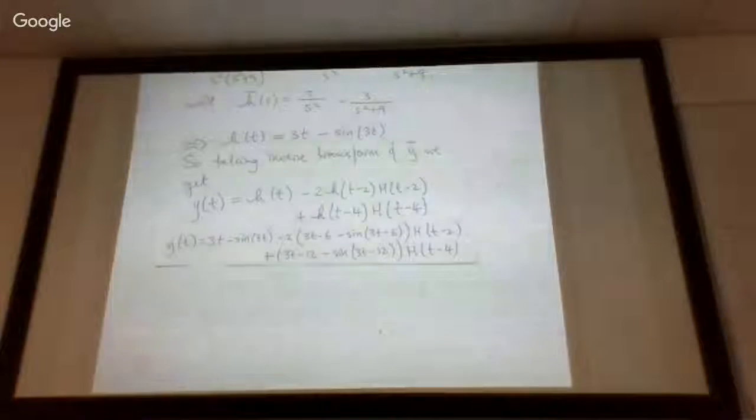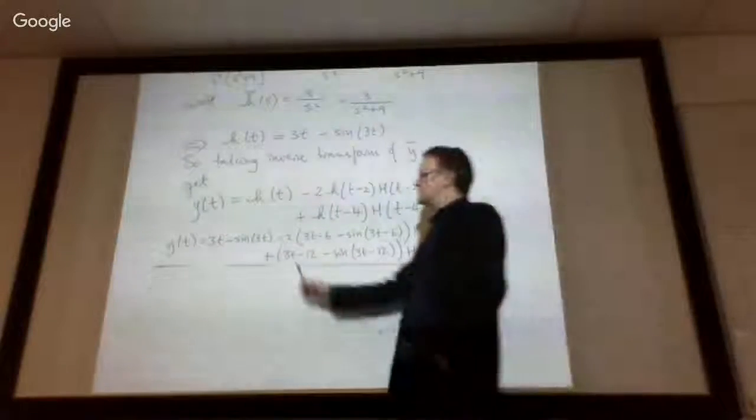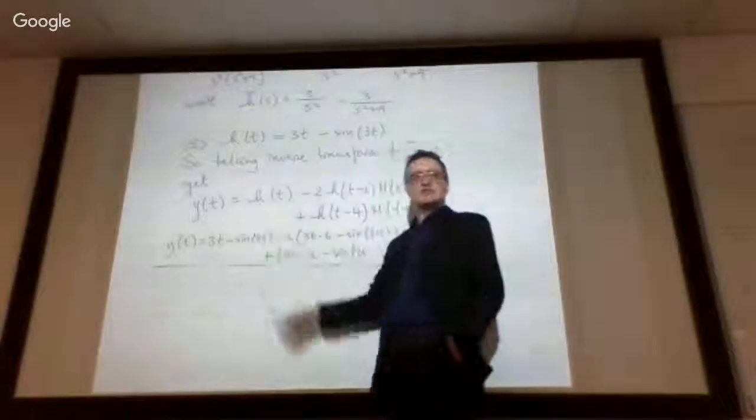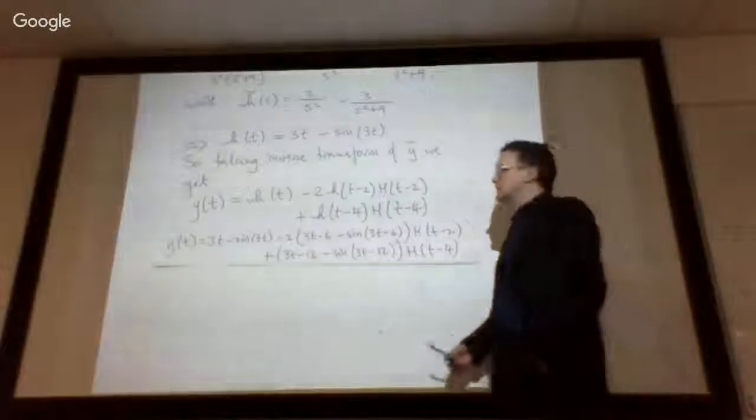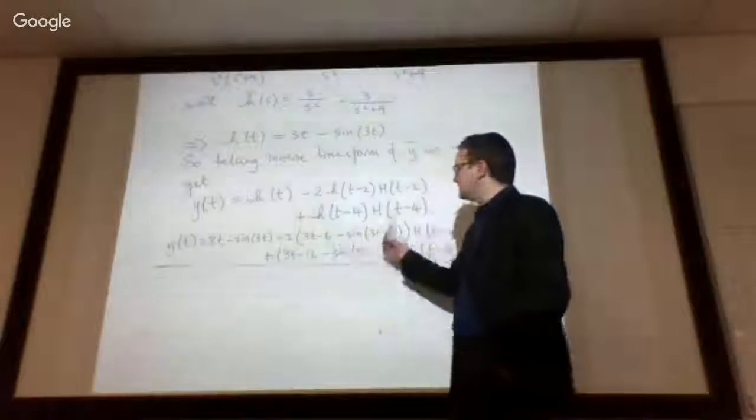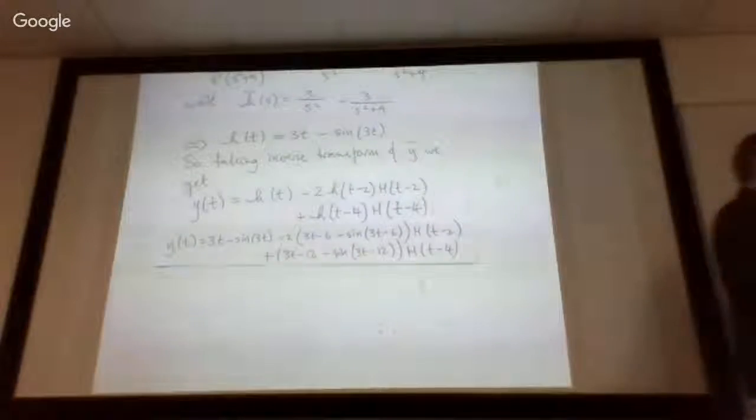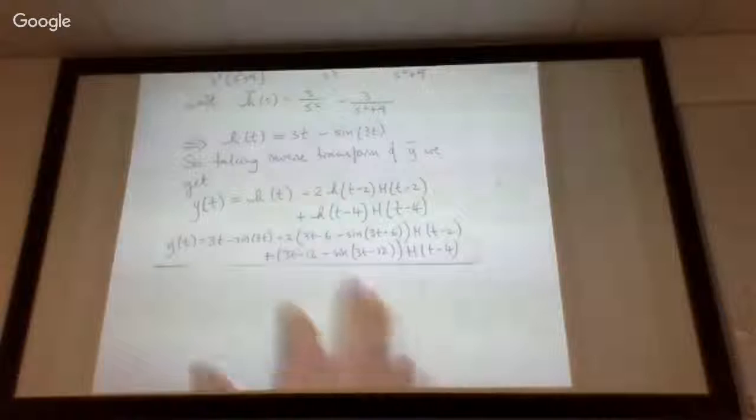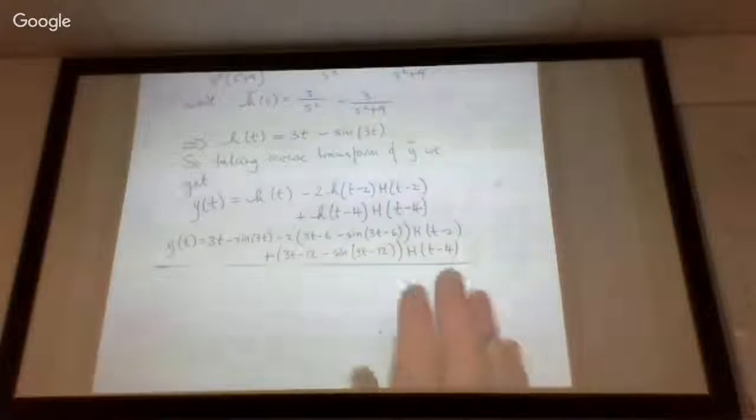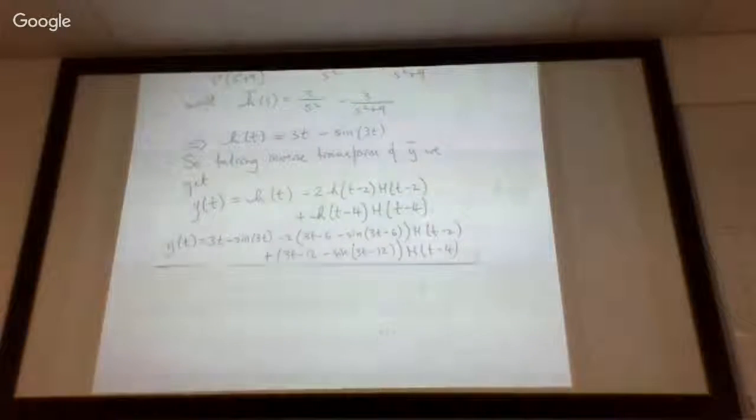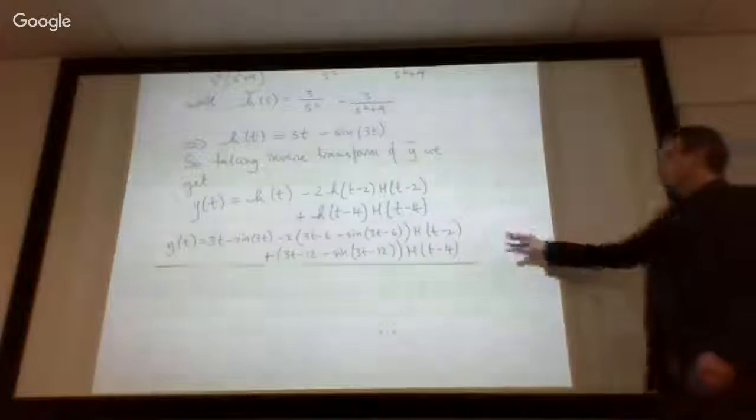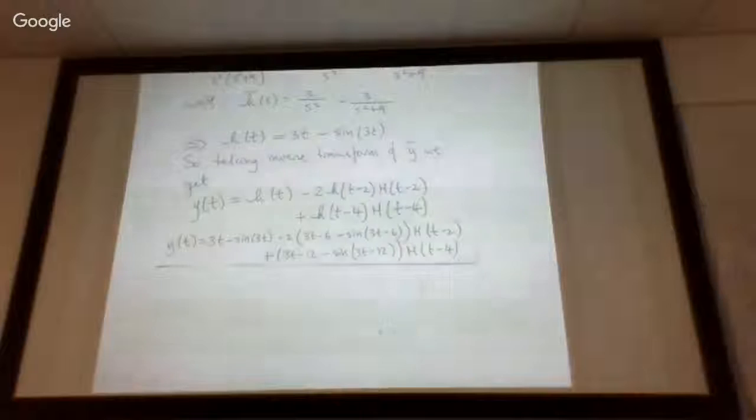So you can see how our solution y is made up of this expression, this 3t minus sine of 3t, but with various copies of it, evaluated at various shifted arguments that get switched on at various times. So t equals 0, t equals 2, and t equals 4. So that would be more or less our tidied up final solution for that ODE.